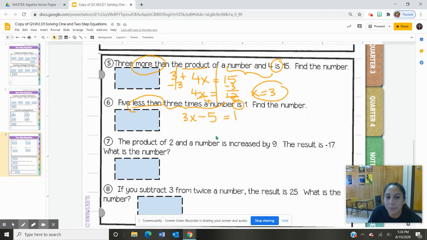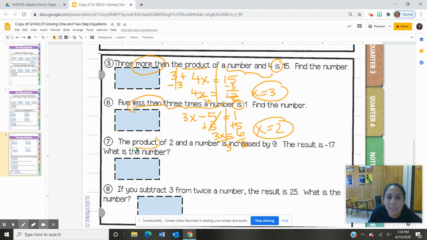equals 1. And same process. So the opposite of minus 5, plus 5, add 5 over here. 3x is equal to 6. And then we divide by 3. So x equals 2. Problem 7.